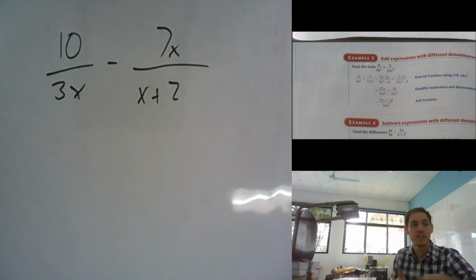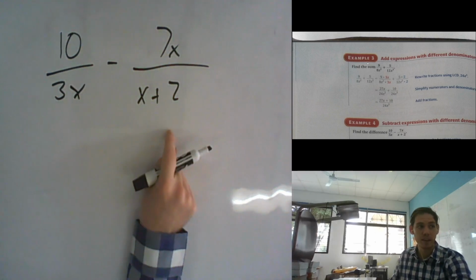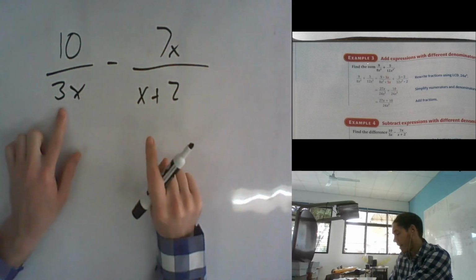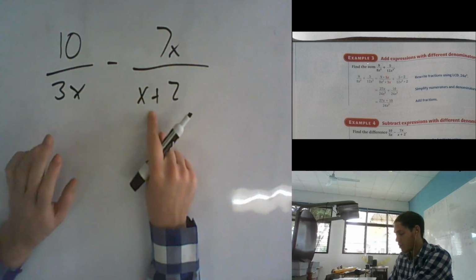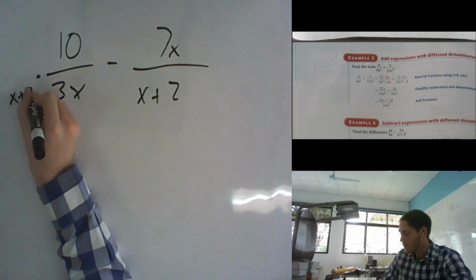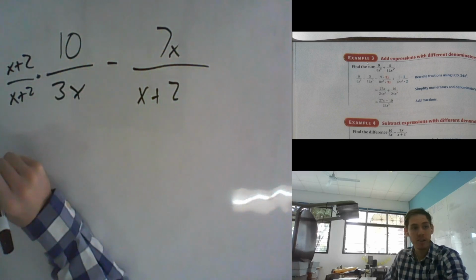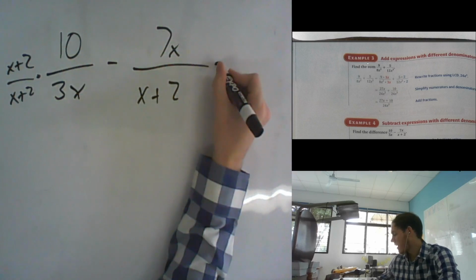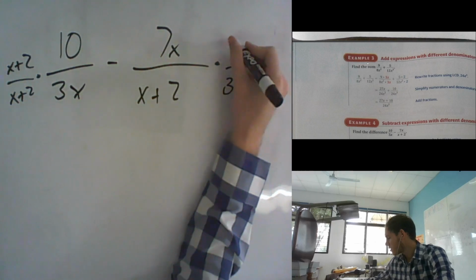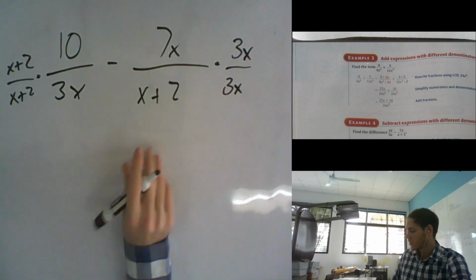So, yeah, it's helpful. Okay, these two don't share a common denominator. So you actually just have to multiply 3x by x plus 2 and x plus 2 by 3x. So 3x times x plus 2, but you have to multiply on numerator and denominator. And x plus 2 we need to multiply by 3x. Okay, to get the same denominator, we just need to multiply these two together.